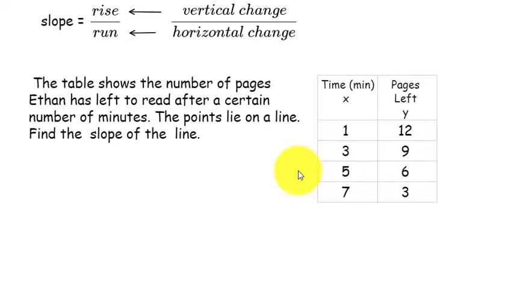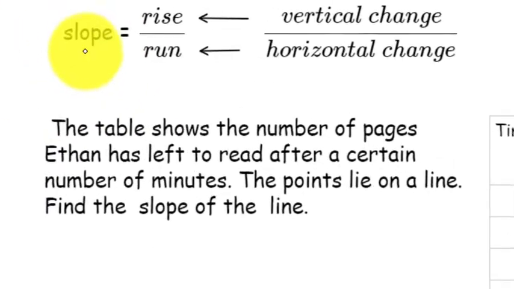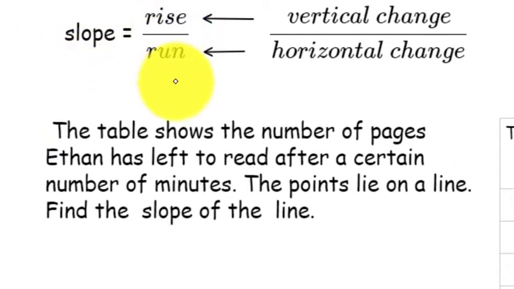All right, let's take a look here. So reminder, up here I have slope equals rise over run. Remember that the rise refers to the vertical change and the run refers to the horizontal change. Keep that in mind because this is the way we always have to set up our problem if we want to find a solution for slope.